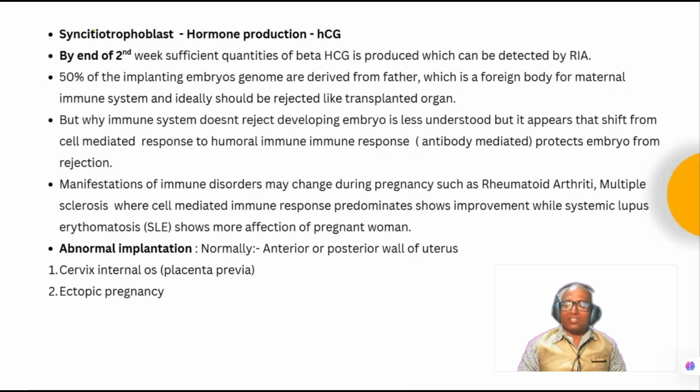So if pregnancy happens in these diseases, rheumatoid arthritis and multiple sclerosis will show a better outcome or improvement in the condition because of the shift in the immune system, while SLE will deteriorate. Now abnormal placentation: normally it is either the anterior or posterior wall of the uterus, generally the upper part of the posterior wall. If it happens over the internal os, it will lead to placenta previa, or if it happens in the tube, it will lead to ectopic pregnancy.